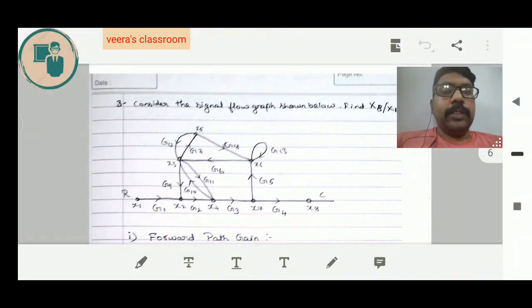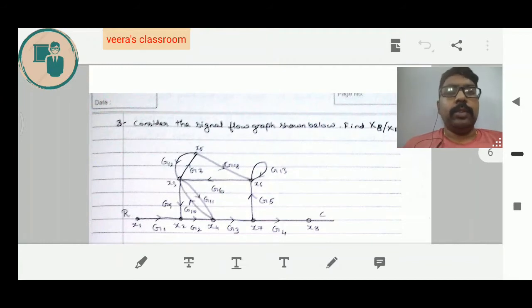Welcome to Veera's classroom. In the series of signal flow graph problems, this is the third problem. This problem is somewhat different from the other problems because the diagram itself is somewhat varying, and finding the individual loop and forward path gain will be somewhat difficult. So we'll start with the problem.